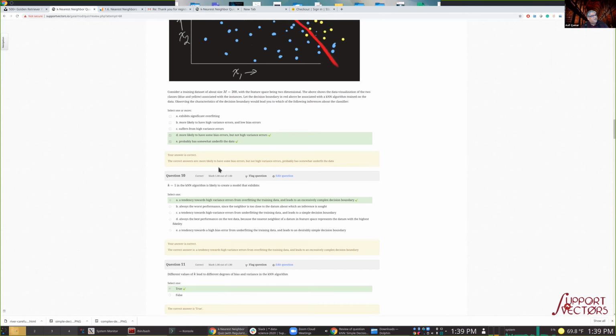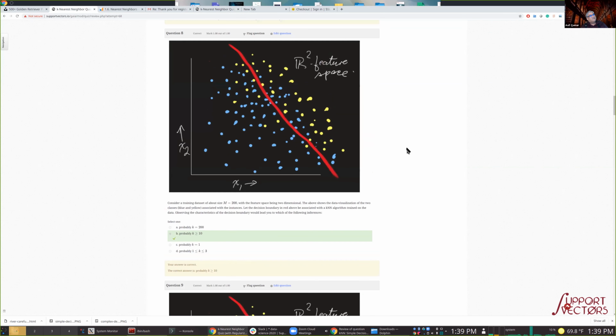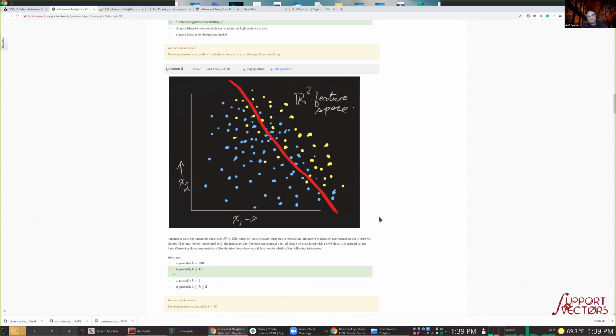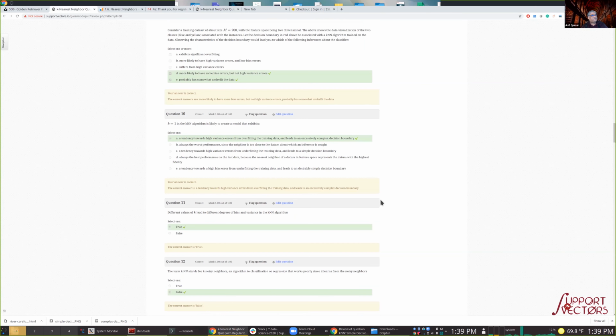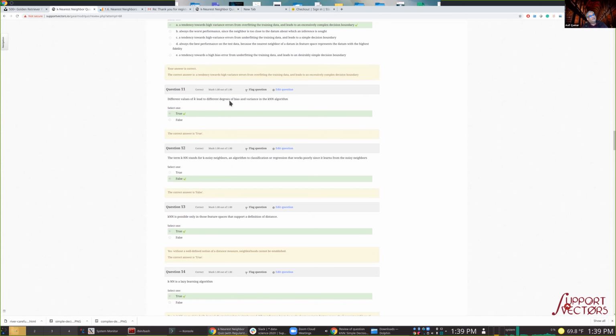Next question: in the KNN algorithm, k equal to 1 is likely to produce what? Well, by now it should be obvious that it will create a decision boundary that is somewhat like this. It is likely to overfit the data and exhibit high variance. It will draw an excessively complicated decision boundary. Next question, different values of k lead to different degrees of bias and variance. Of course, k is the hyperparameter that controls your bias-variance trade-off in the KNN algorithm, isn't it?